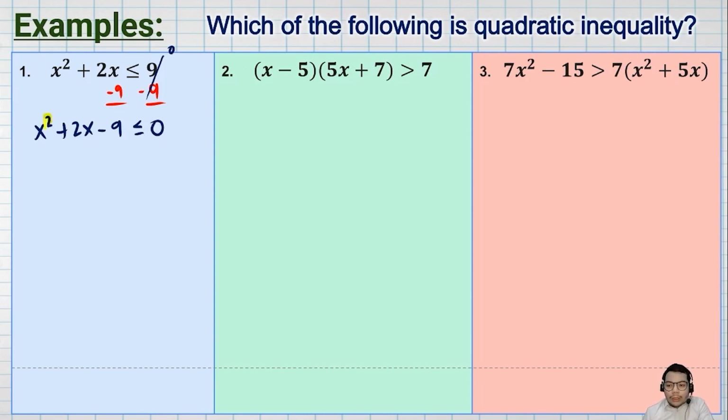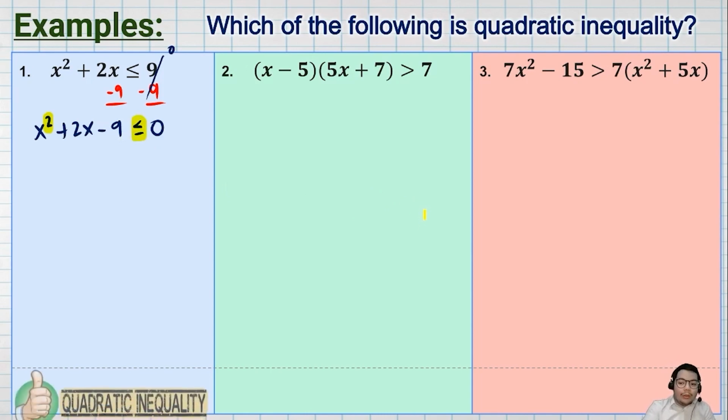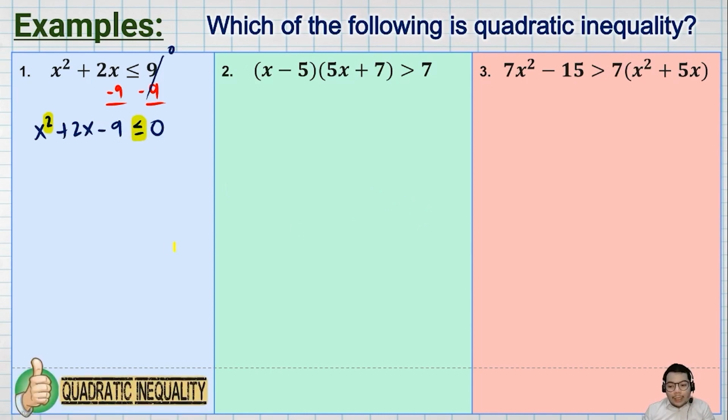And as you notice, we have the highest degree of the exponent, which is 2, and we have the presence of the inequality symbol. Therefore, this example number 1 is a quadratic inequality. Gets po? Next, let's go to example number 2. Kung titignan nyo, wala namang 2 na highest exponent or highest degree of this polynomial.